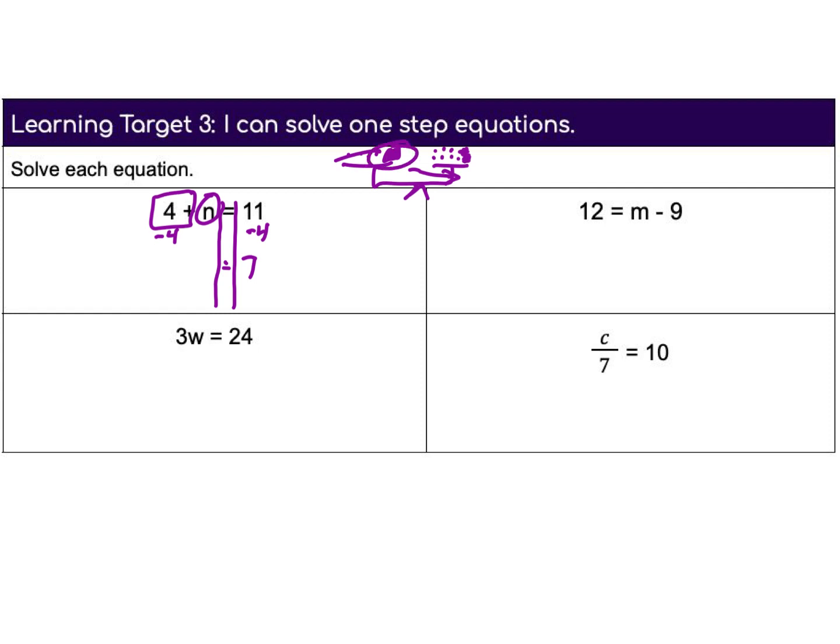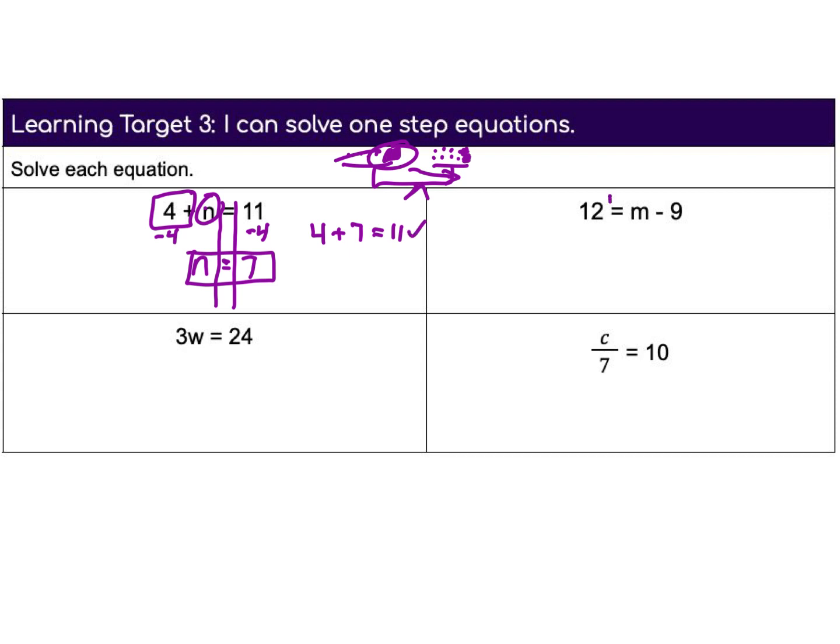And this box, or whatever, we're going to call it n on this side. So what belongs where the n is? Well, n, the solution is n equals 7. And we can plug that back in and test it. 4 plus 7 equals 11. That's a true statement, so we know I did it correctly.